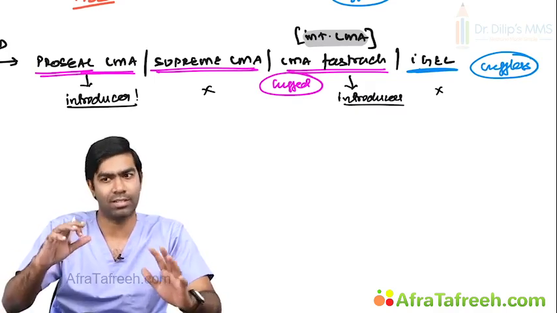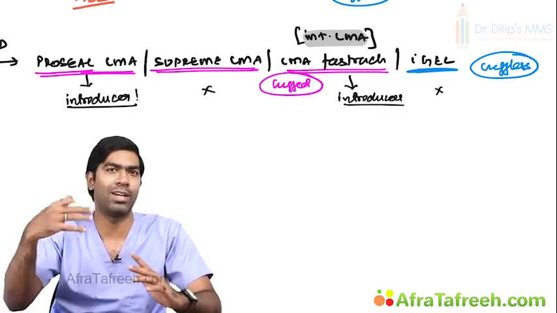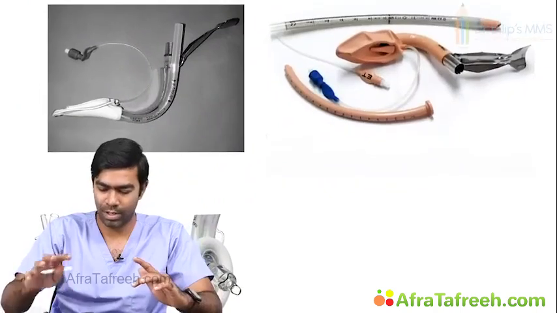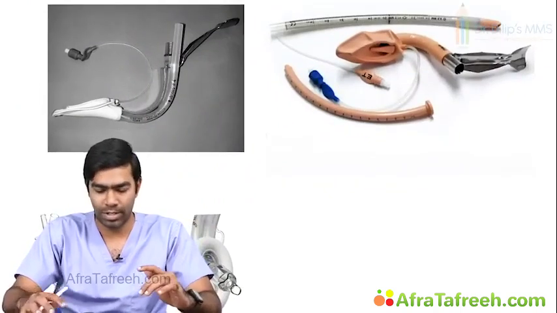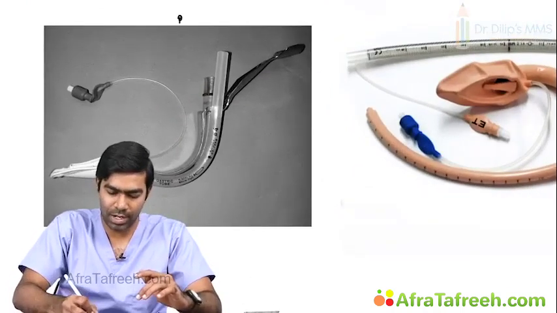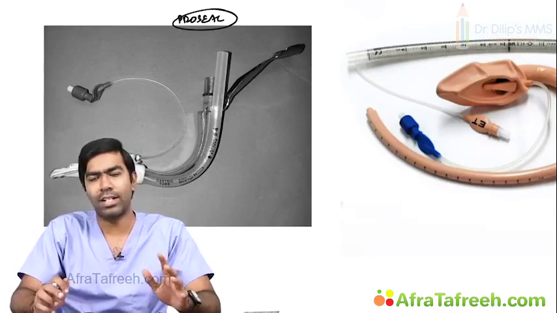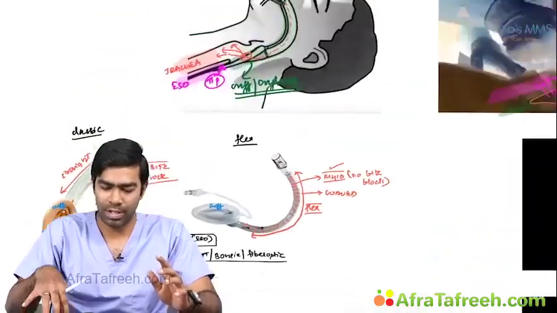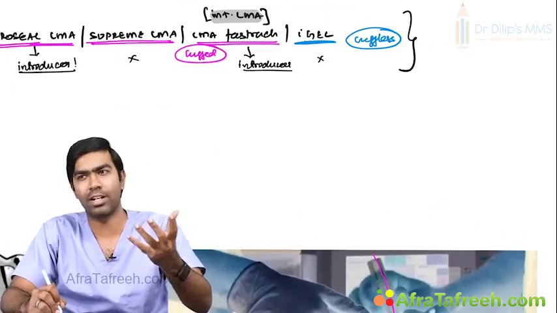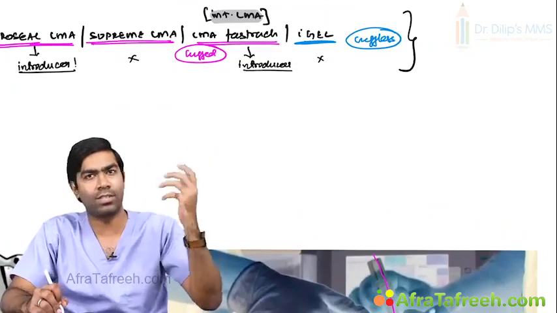Now let us see how they look and how they differ from each other: the ProSeal LMA, intubating LMA, Supreme LMA, and iGel. You can see the ProSeal LMA here. This is a typical LMA ProSeal. Obviously all the second generation devices have one unique advantage. Let me tell you the advantages of the second generation LMA, because they are designed to address the disadvantages of the first generation LMA.